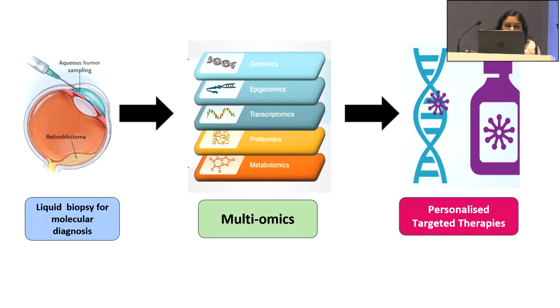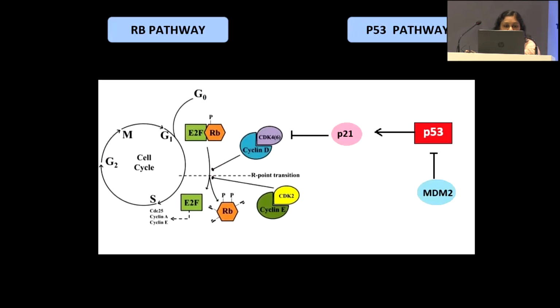So, the advent of liquid biopsy with the integration of multiomics paved the way for personalized targeted therapy. And when you know the pathway, it is easy to target. So, we know in retinoblastoma the most commonly mutated genes are RB and MYCN, but it is difficult to target RB and MYCN directly. But our researchers have found other ways.